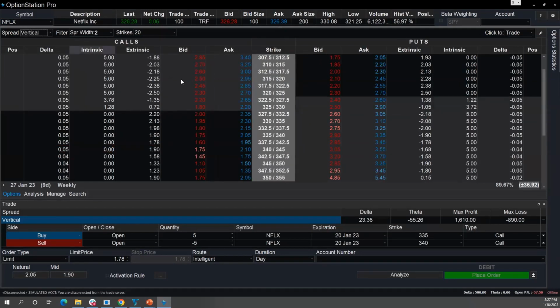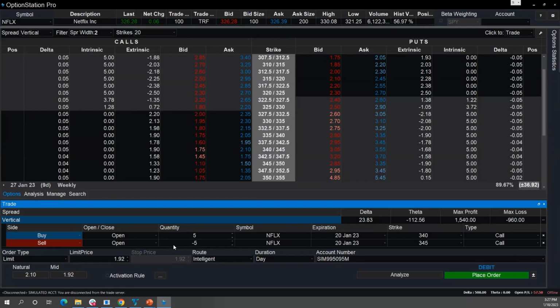Wait a second, vertical, I'm sorry. And then we can look for something like 340 to 345. You would click on the ask. Now you can set a limit order. Right now the ask on this is like 2.10. You might be able to put in a limit order for like $1.90, and the stock will drift around and it could get filled. But just for the sake of demonstration, I'm going to set it to market order, and I'm just going to go place order.